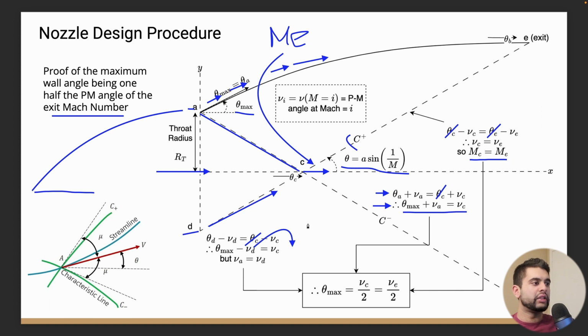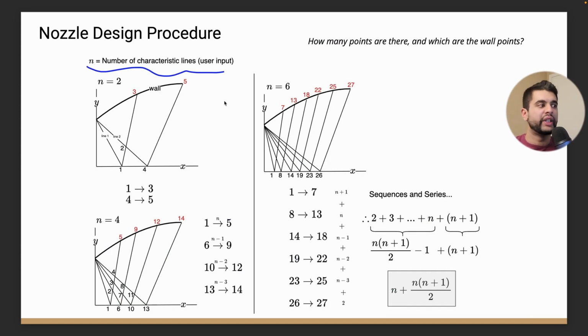Because we add this here, and then you get nu C plus nu D, and then nu D is equal to nu A, right? So if we sum these two expressions here, 2 theta max is nu C because this will cancel out and the other will be added by 2. So we get theta max is equal to nu C over 2. So the maximum wall angle is equal to the Prandtl-Meyer angle at the exit Mach number divided by 2. Since nu C is the same as nu E, then this will be nu at ME divided by 2.